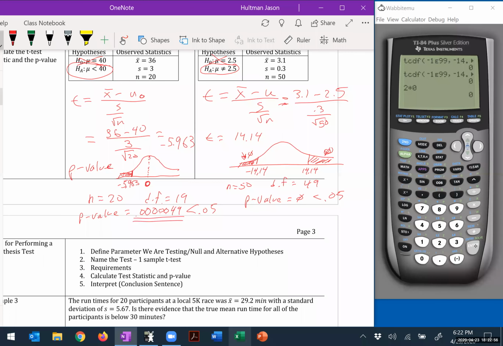So again, I would reject, and I would say, no, it's not equal to 2.5 anymore. Your claim is bogus. In both of these, I would reject the null. In the first one, I'd say, no, your claim that it's 40 is wrong, it's less than 40. And in the one that we just did, we'd say that your claim of 2.5 is wrong. The alternative is true, which is that it's not 2.5.